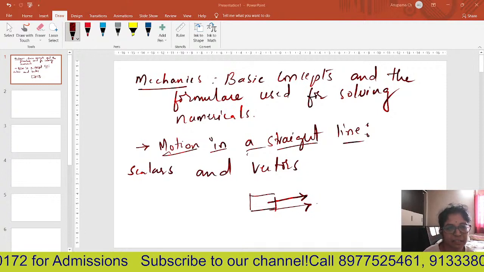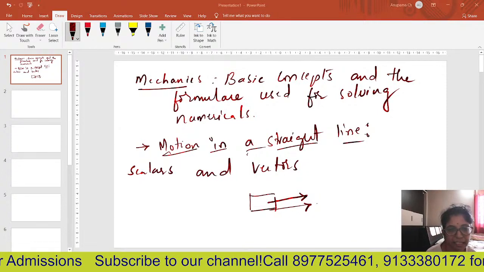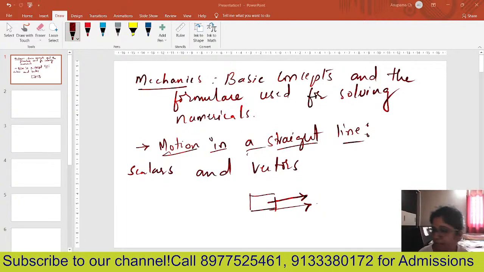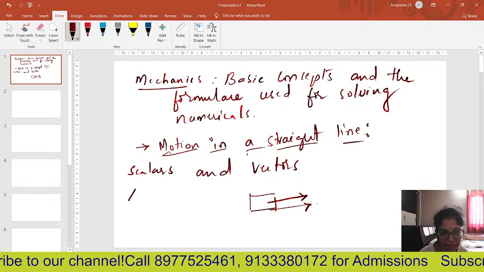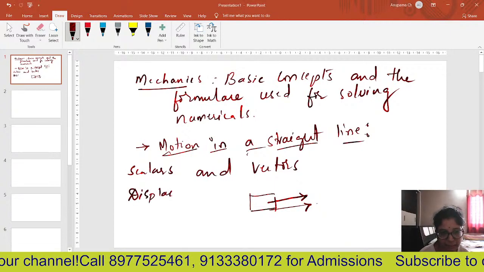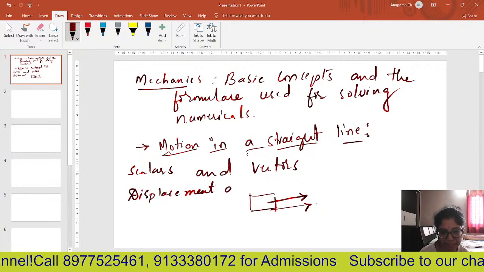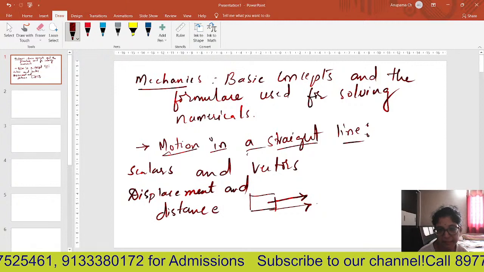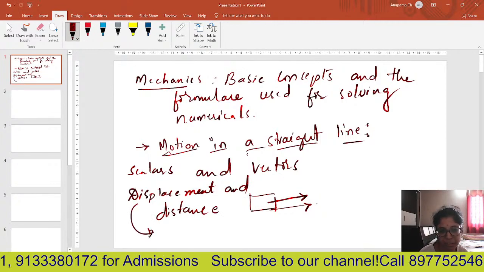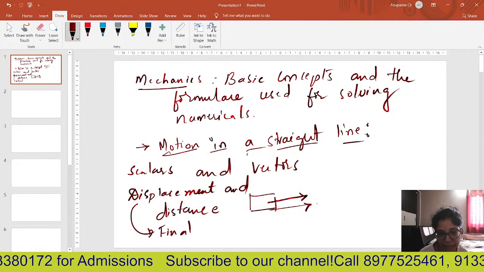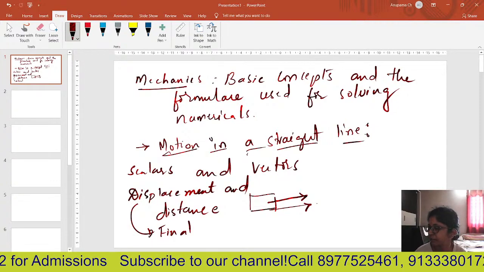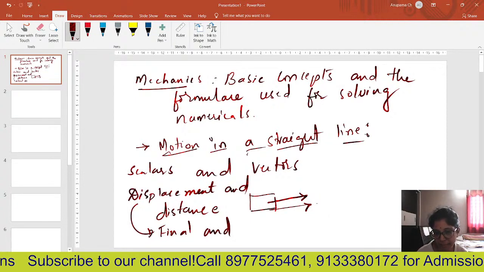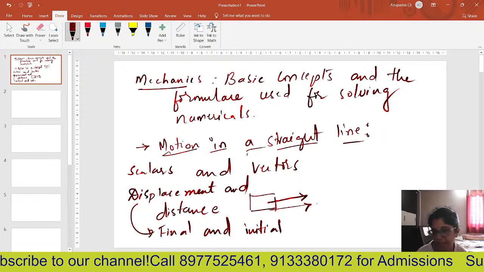Okay, this is about scalars and vectors. What are the physical quantities required for the motion of a body? The first one is displacement and distance. What is the difference between displacement and distance here? Displacement is nothing but the shortest distance, isn't it? Displacement depends only on the final and the initial points. It doesn't depend upon the path traveled.